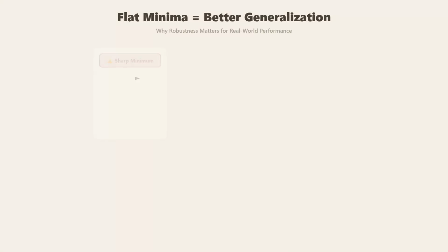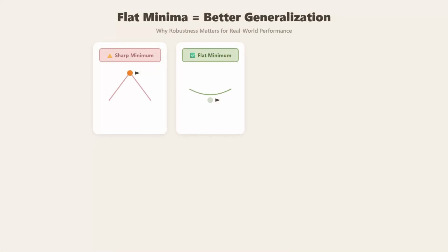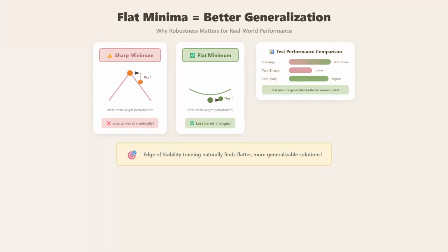Now let's connect edge of stability to something every machine learning practitioner cares about: generalization. Why do flat minima lead to better test performance? The answer lies in robustness to perturbations. Consider a sharp minimum, shaped like a narrow V. Your trained weights sit right at the bottom of this sharp valley. Now, when you deploy your model on new data, the effective weights are slightly perturbed. In a sharp minimum, even a tiny shift causes the loss to spike dramatically as you climb up the steep walls. The model's performance degrades significantly on test data.